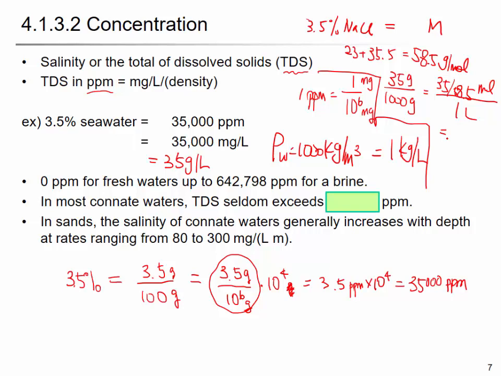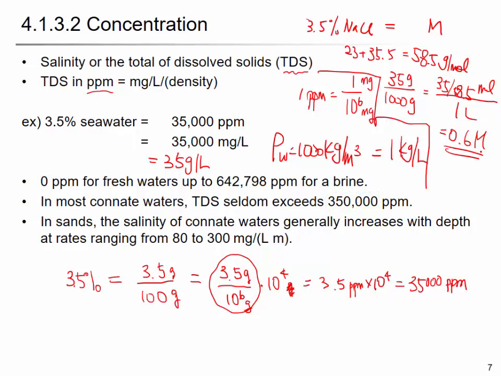Anyone having a calculator? 35 divided by 58.5. 0.6? Okay. So this is the approximate molar concentration of the seawater. Just for your information, it's convenient to memorize this number.